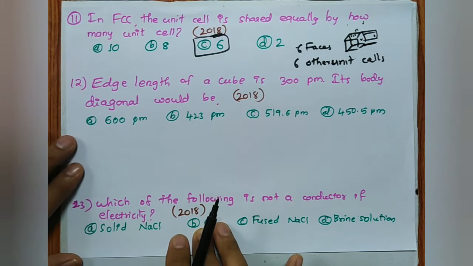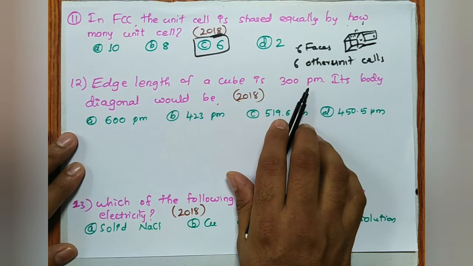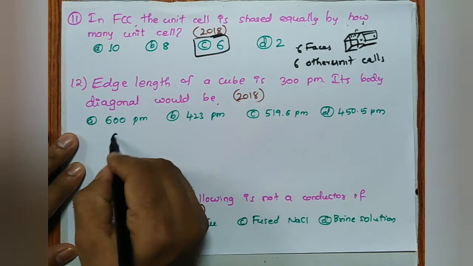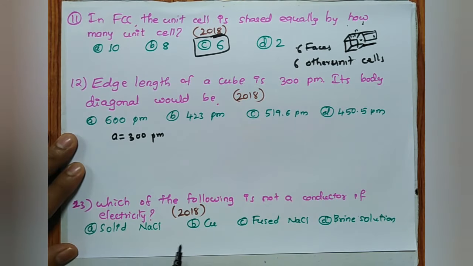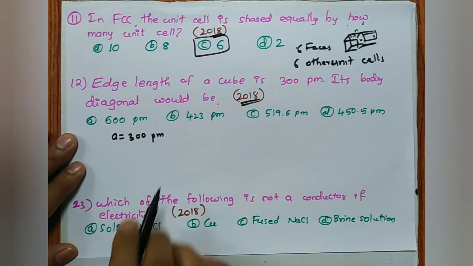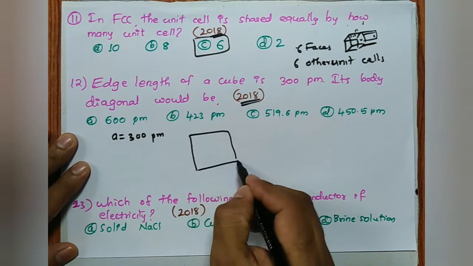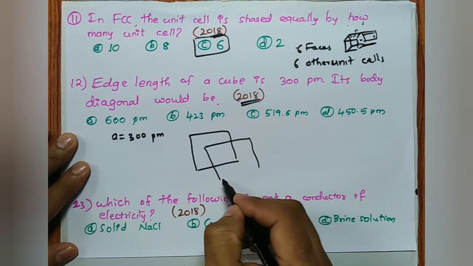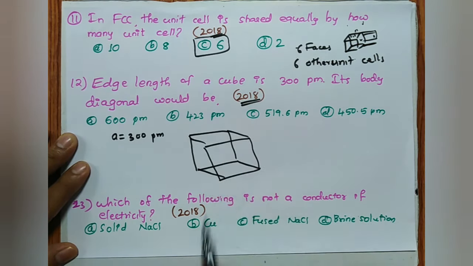So, 2018 asked question, remember that. See, the 12th one. Edge length of the cube is 300 picometer. So remember, A is given as 300 picometer. Its body diagonal would be the important part. How to determine the body diagonal? For that I will draw one particular unit cell, like this.